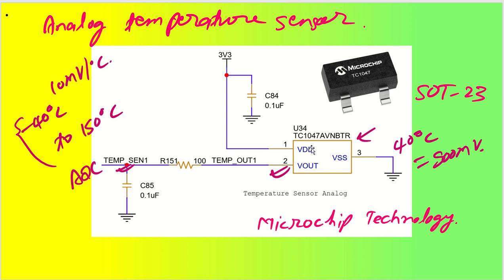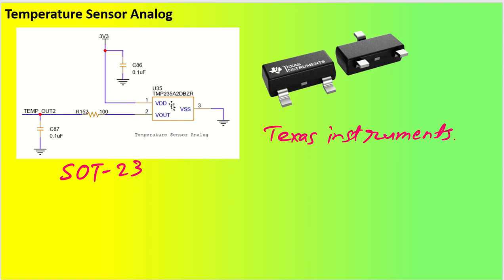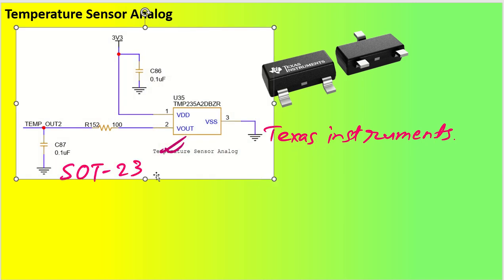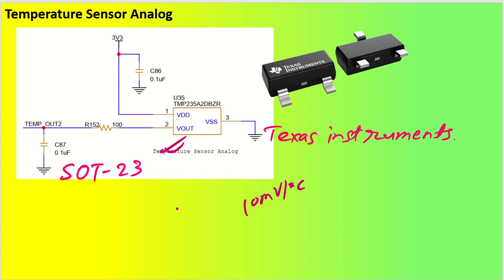What you can do is replace this particular device with a Texas Instruments device also. So instead of a TC1047A, you can utilize a TMP235A. This is also a SOT23 package device, and it is also a low-cost device with the same functionality. It also gives you 10 millivolt per degree centigrade. So for each degree centigrade change, there will be a change of 10 millivolt.